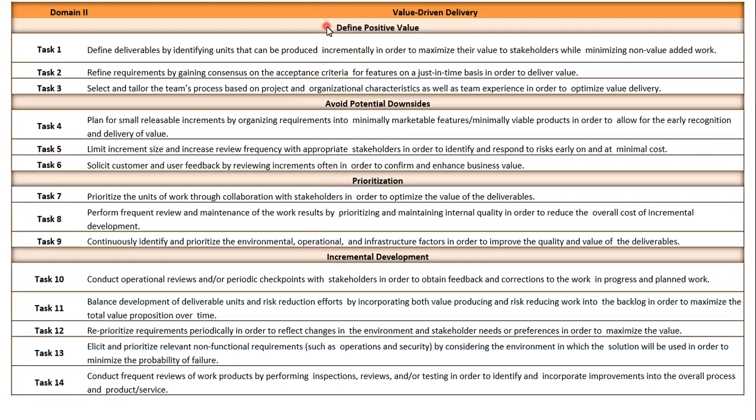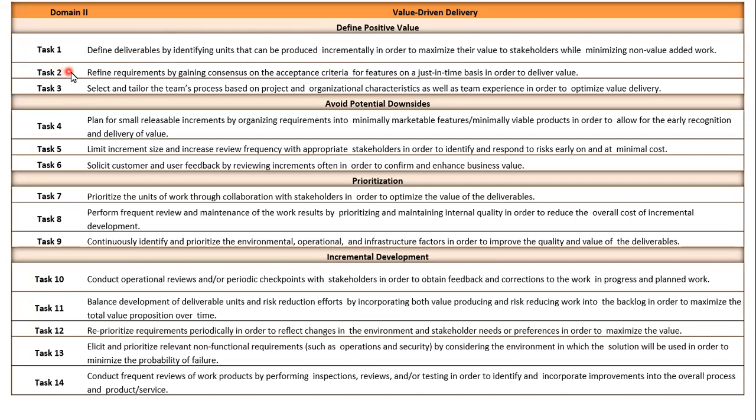The first one is define positive value. So in task one, we define the deliverables by identifying units that can be produced incrementally. It's asking the question, can this be broken down in increments? And if so, making sure that is the way you proceed.